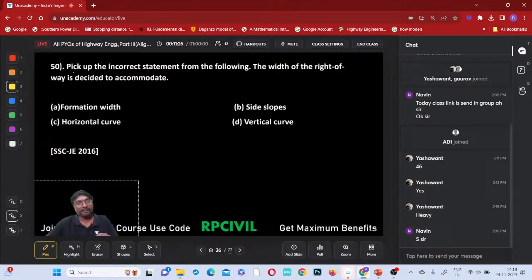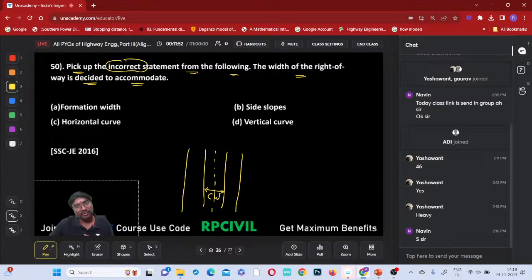So what is that? Pick up the incorrect statement from the following. The width of the right of way is decided to accommodate, right? Incorrect statement means the width of the right of way is decided. So what is that right of way? If you just observe, this is your carriageway, this is your center line portion. From here to here it is your carriageway. And on the left side and the right side of this carriageway, what do you have?